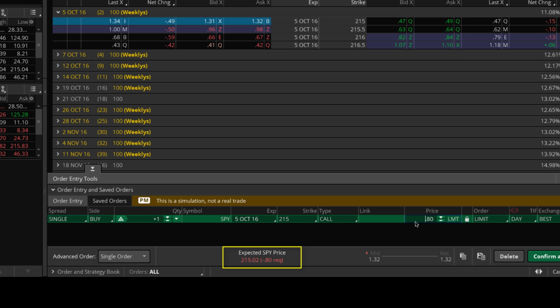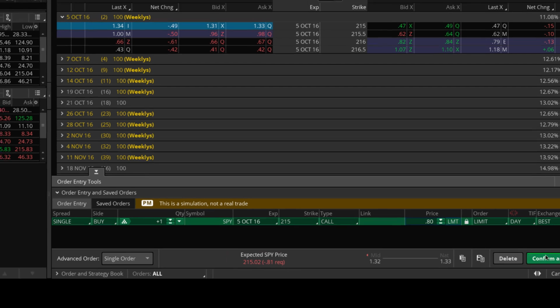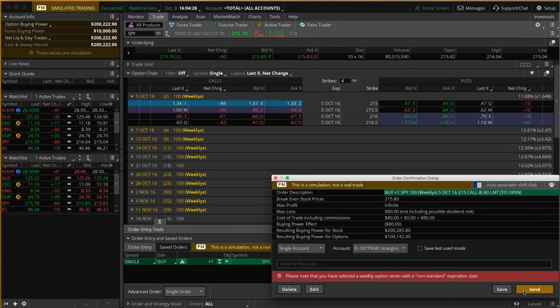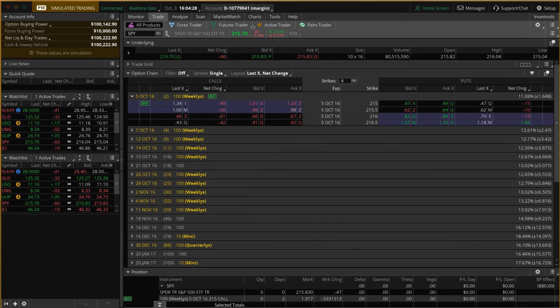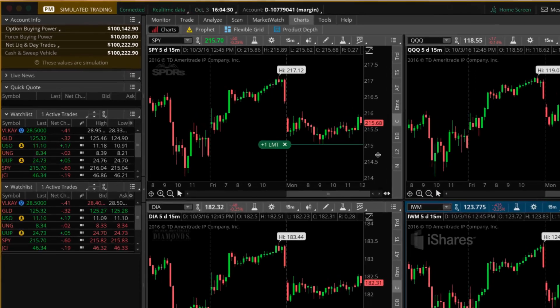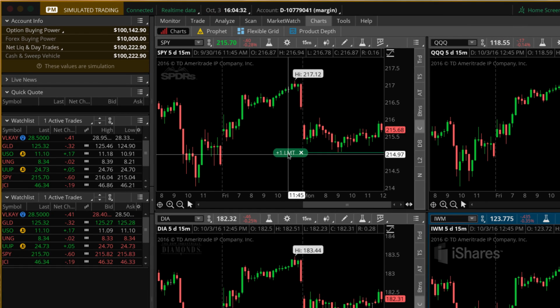So I've lowered the price of the option, the 215 call, down to 80 cents, and now the expected SPY price is 215. Now watch what happens when I hit confirm and send. Now I'm on paper money here, so I'm not worried about losing money on this. Look at this. The order for that option shows up right at that level, 215.